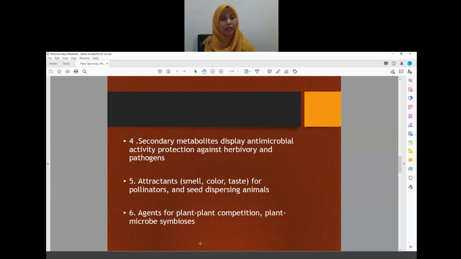So the other roles of these secondary metabolites are to display antimicrobial activity, and protection against herbivory and also pathogens. This is quite interesting. You can even consider doing it for your final year project. Last time I had a student who extracted essential oil. You can even extract essential oil by yourself.